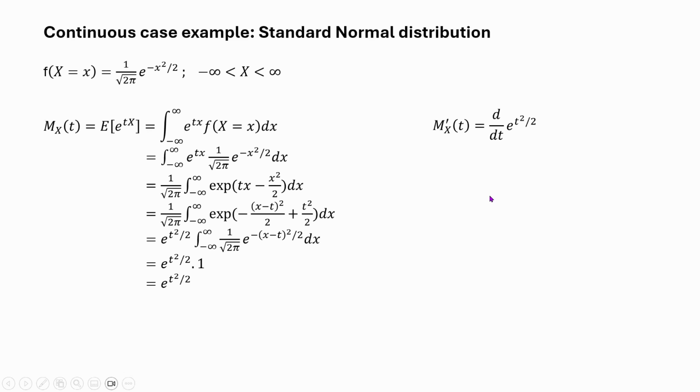If we now want to get our first moment, we are going to take the first derivative of this. And if we do the math, this is what we get. If we now equate t to 0, we will get 0. And we know that a standard normal distribution has mean 0 and standard deviation of 1. So we successfully got mean 0.